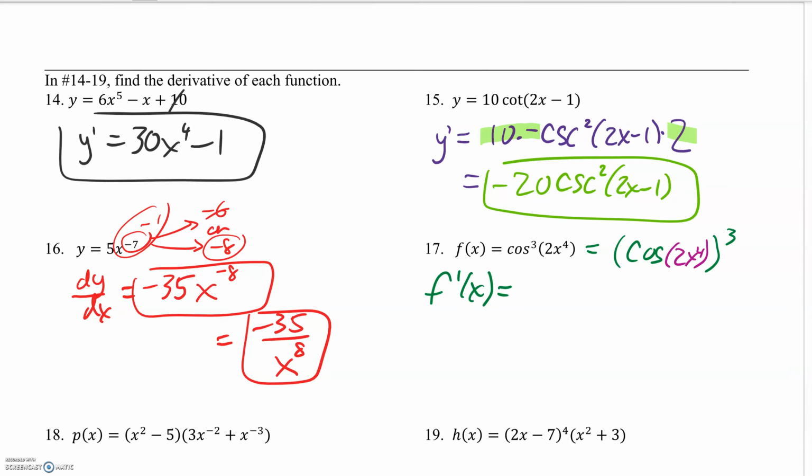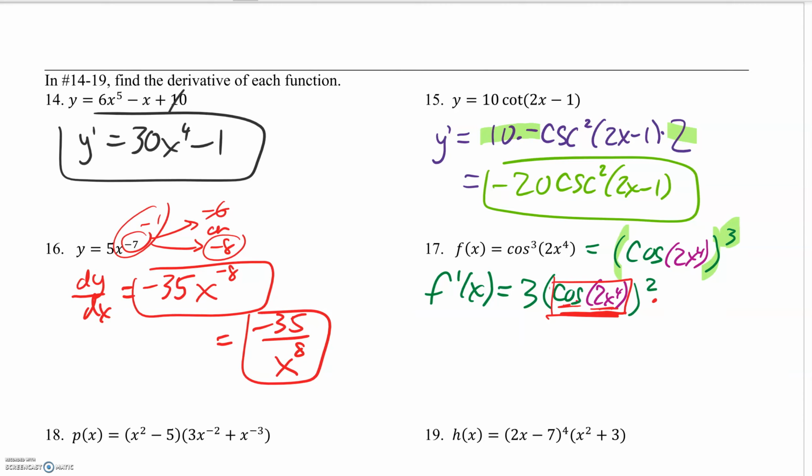That would be the stuff to the 3rd up here. So that's going to be a 3 stuff to the 2nd. And then we're not going to change that cosine. We're not going to change the 2x to the 4th. None of that stuff changes. However, we do need to multiply by the derivative of the inside. Now, the inside function has 2 parts to it. There's the outside cosine. There's the inside 2x to the 4th.